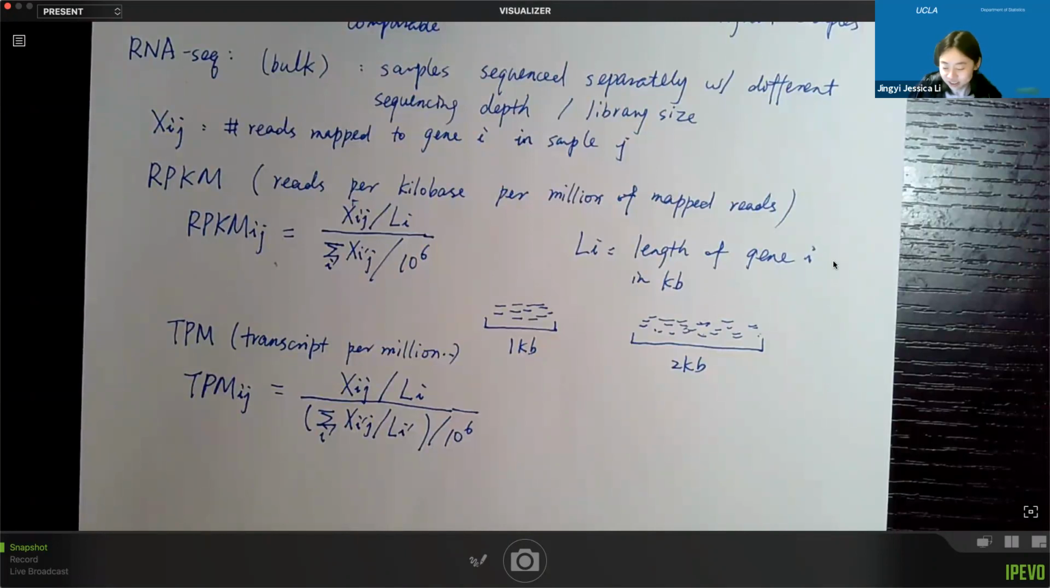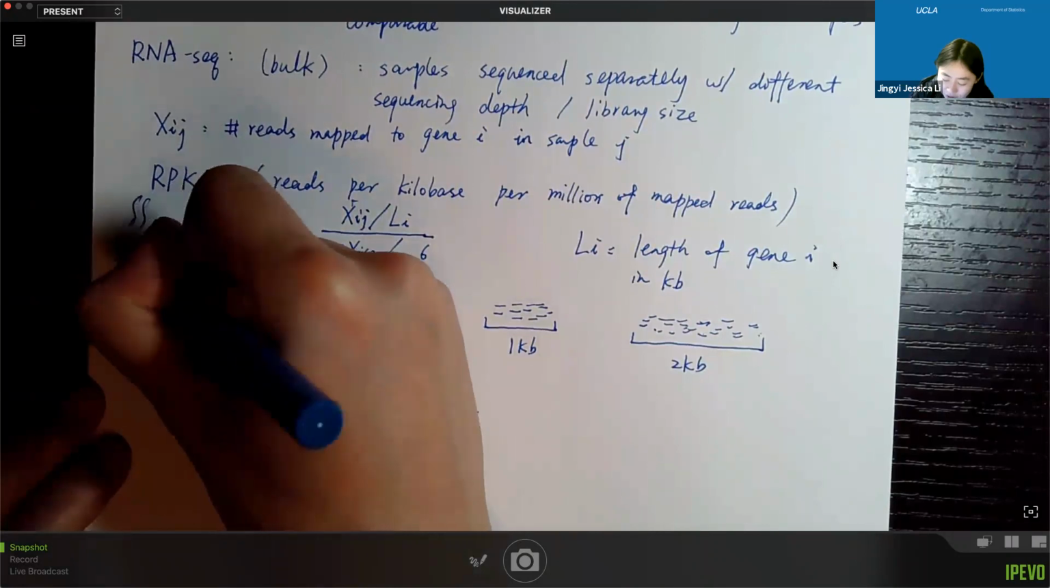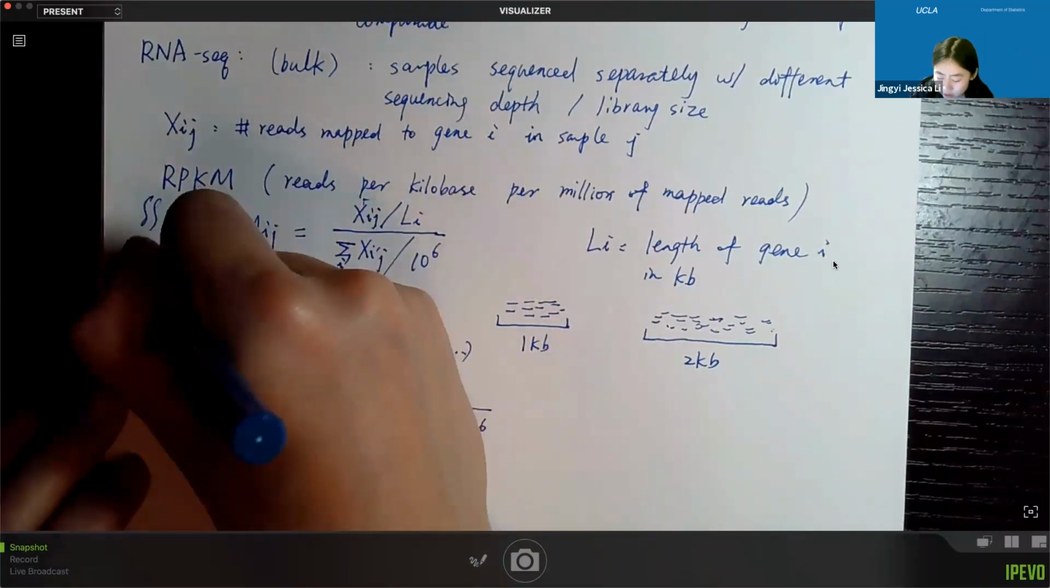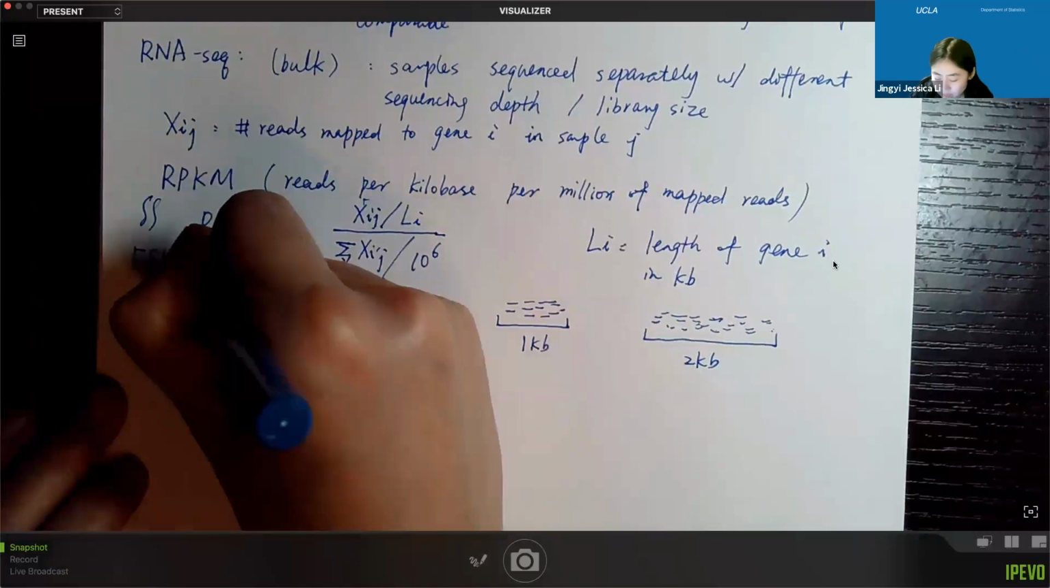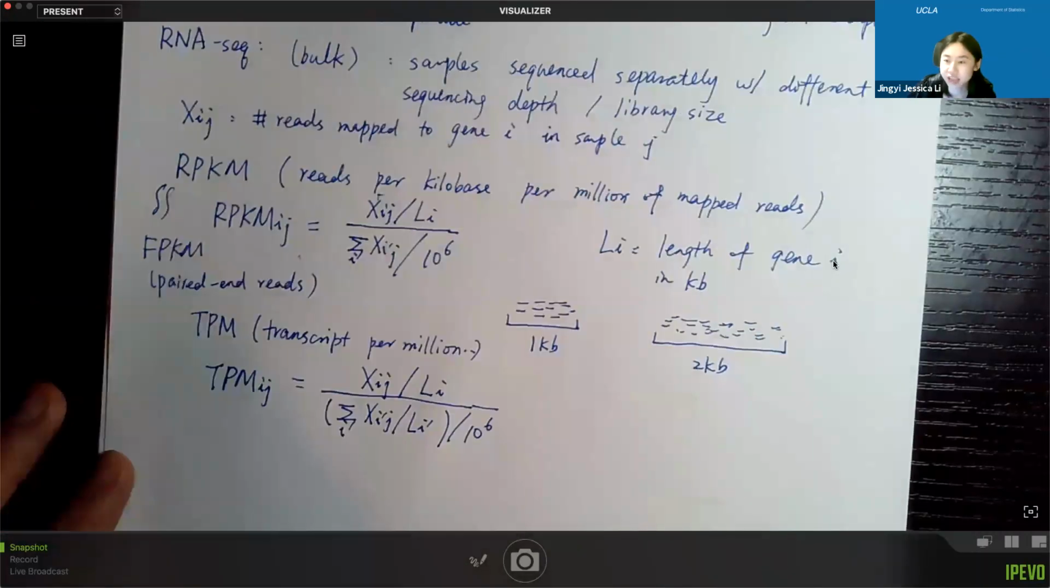So that's the TPM and that's the RPKM. And a related concept, as Kimberly just posted, is the FPKM. So FPKM and RPKM, I would say they are very similar to each other. The slight difference is that FPKM deals with paired end reads, while RPKM was a concept that was proposed when we only have single end reads.